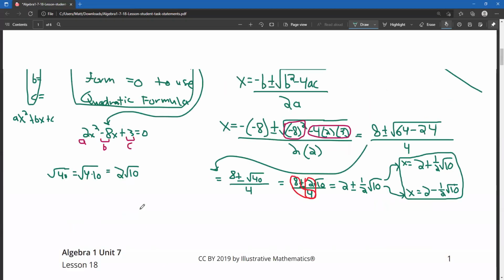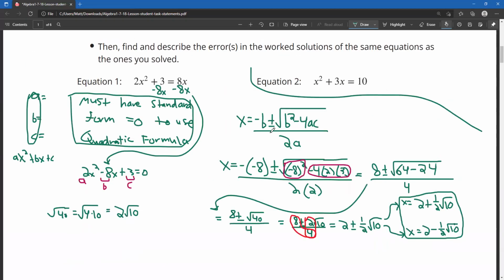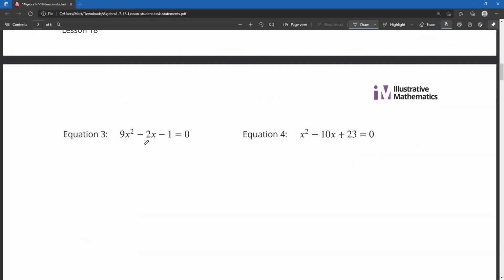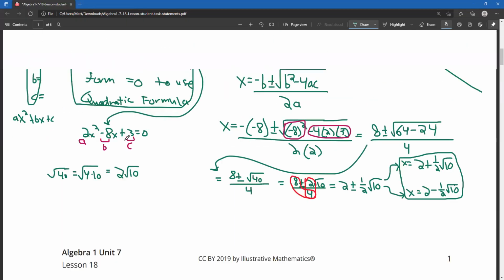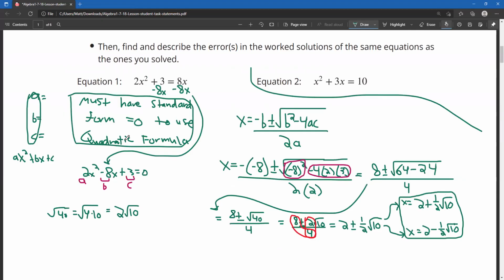That's all I'm going to show you in this video. So solve equation 2, and I encourage you to do the other ones as well, just for the practice. All right. It's very easy to make a simple arithmetic mistake when using the quadratic formula. So practice, practice, practice.